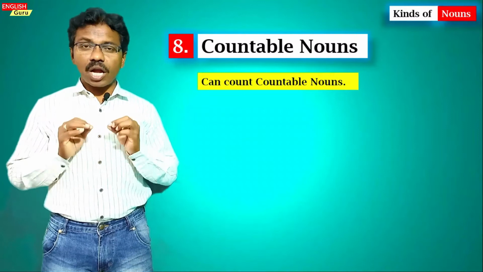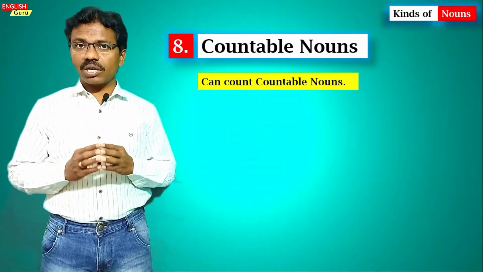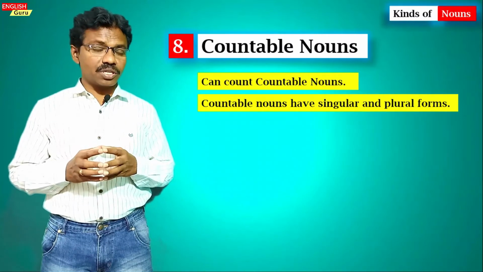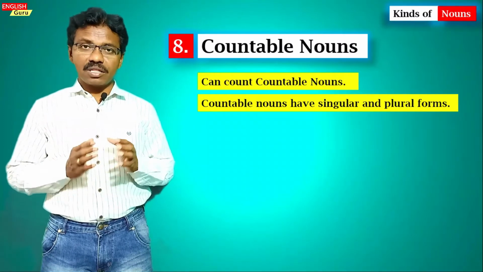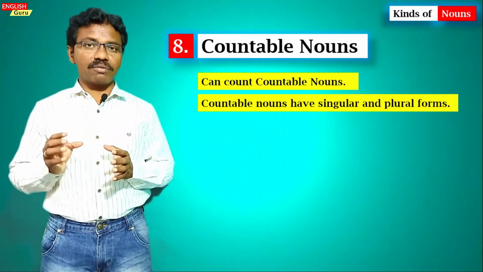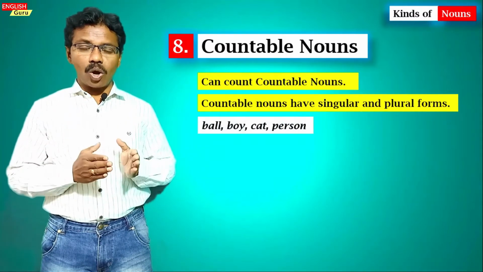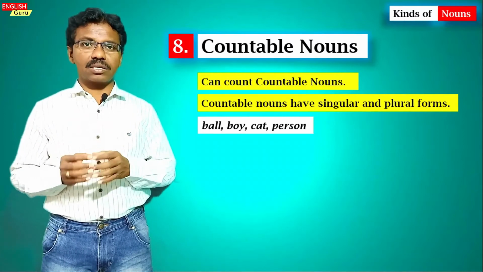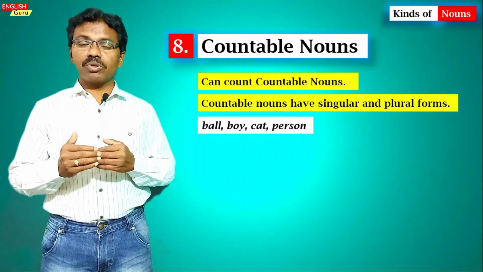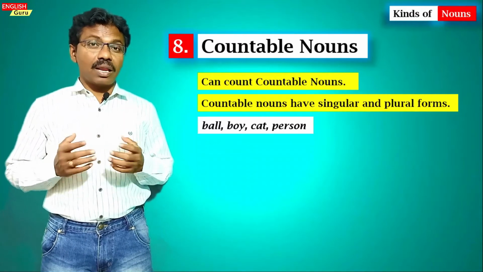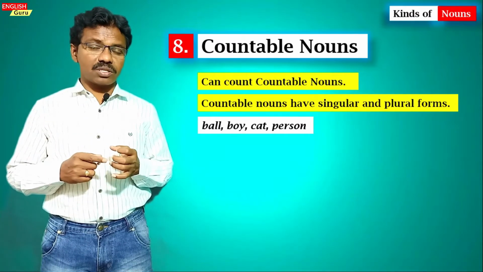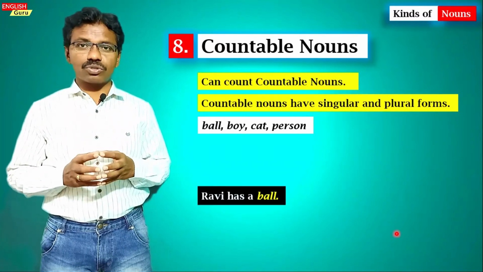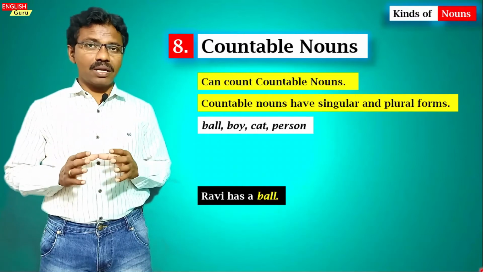The eighth one is countable nouns, and these are all the nouns that we can count, like with numbers 1, 2, 3. And the most important thing is they have the singular form and the plural form also. We can say ball and balls, boy and boys, girl and girls. So these are all countable nouns. We can count them like 1 boy, 2 boys, 3 boys, 4 boys. So they are countable nouns. Ravi has a ball. So ball is countable.